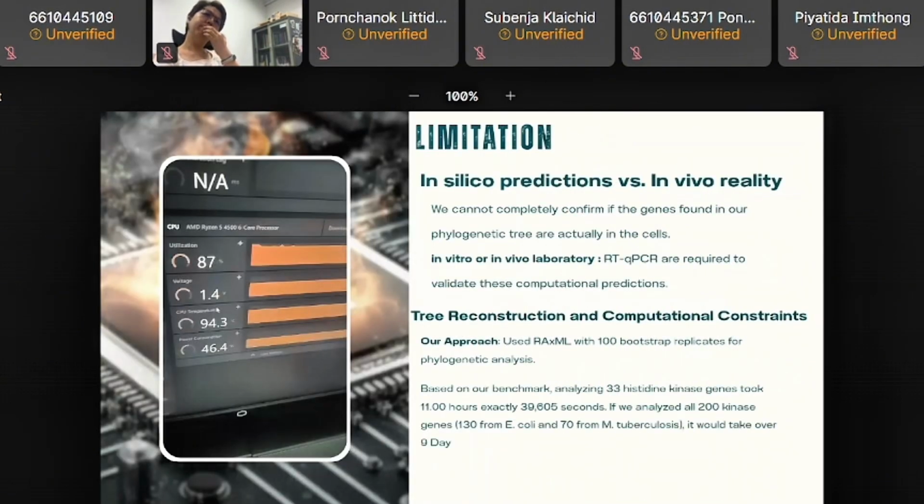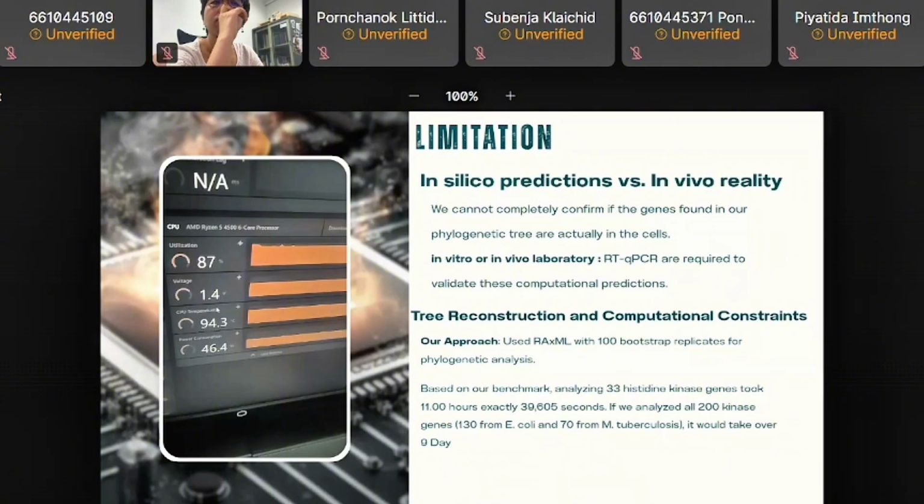The last one is the limitations of my work. We have two main points. The first is that our work is computer prediction. Even though we see these copied genes on the tree, we cannot prove whether it happens in real life or not. We chose to have a lab experiment like real-time PCR to see whether this happens in real life.